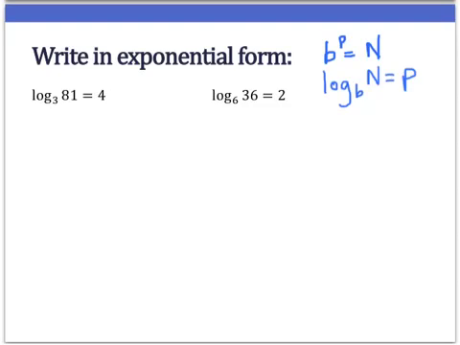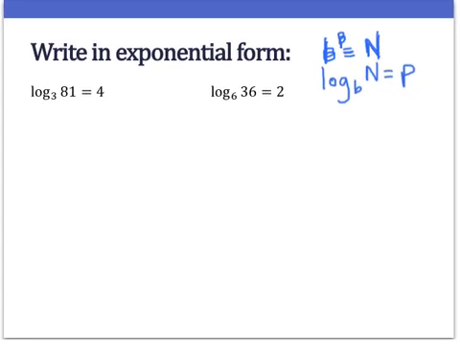So we're going to begin with the first problem by re-expressing this one. Log base 3 of 81 equals 4. 3, right down here, is our base. This is the number, and 4 is the power. So we want to rewrite it and say 3 to the 4th is equal to 81. So let's try the other one. We'll take our base, which is 6, raise it to the power, and that's going to equal our number, which is 36. And these are both true statements.